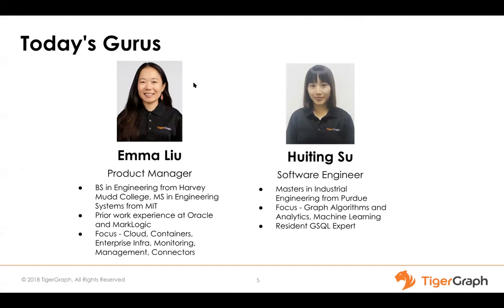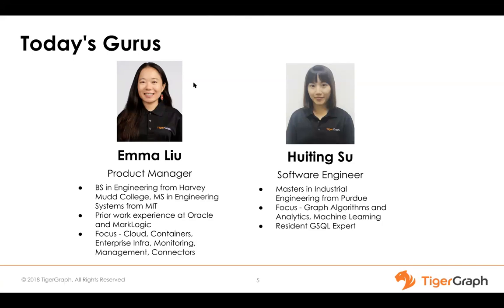Hi, everyone. My name is Emma Liu. I'm a product manager from TigerGraph. I used to work at Oracle and MarkLogic. And at TigerGraph, my focus is on the cloud infrastructure and containers, Kubernetes, as well as enterprise infrastructure, monitoring and management, in addition to the connector ecosystem.